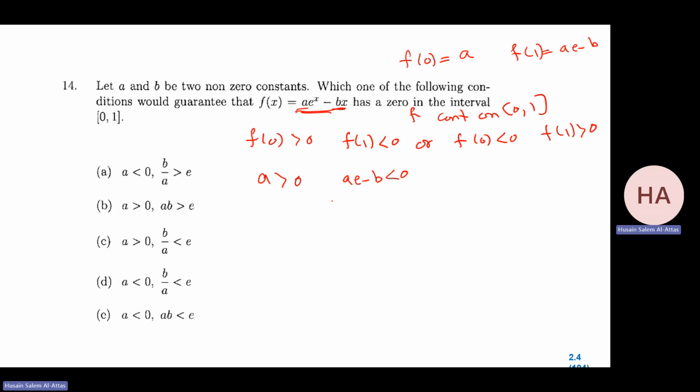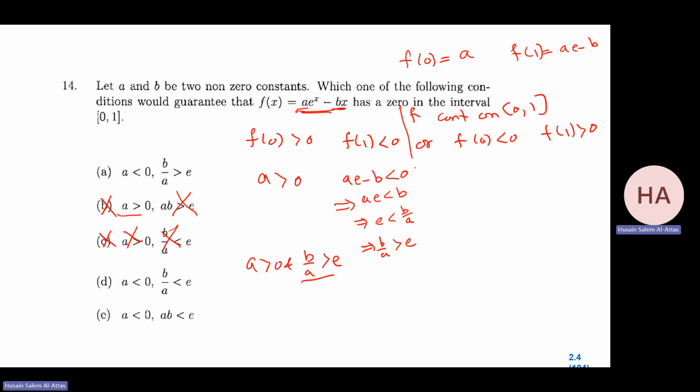Correct? So that means what? Because in all the answers I have E, I take it to this side. So I have AE less than B. So I have E less than B over A, or I can say B over A greater than E. Okay. So I need to see both A positive and B over A greater than E. Where I have A positive, I don't have this. I have something wrong. So this is wrong. B over A less than E, this is wrong. So these two are wrong. So I cannot have this.